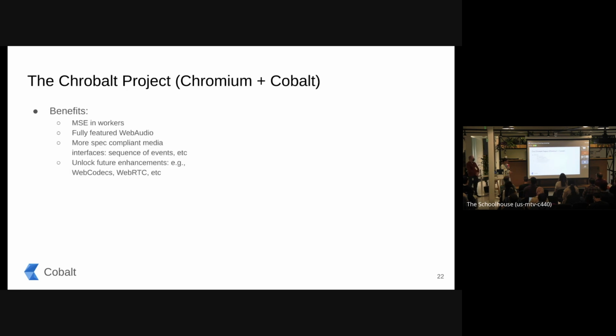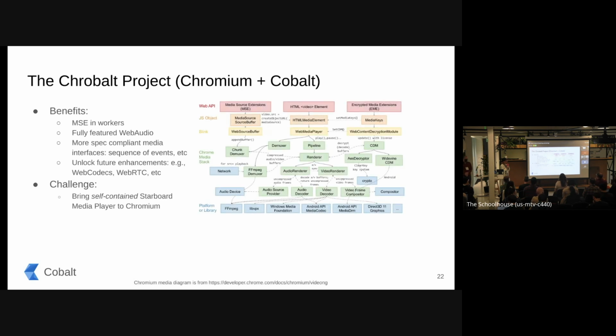So bringing Chromium and Cobalt together gives us the following benefits, like MSE in workers, fully featured web audio, a well-defined sequence of events, and unlocks future enhancements like WebCodecs or WebRTC. But the challenge for us is how can we bring this self-contained Starboard media player to Chromium? Compared with a Chromium media diagram, the parts below this line are actually the job of Starboard media. So for Cobalt and Chromium, we will still use the same media pipeline, but all the video rendering and decoding are actually inside Starboard media.